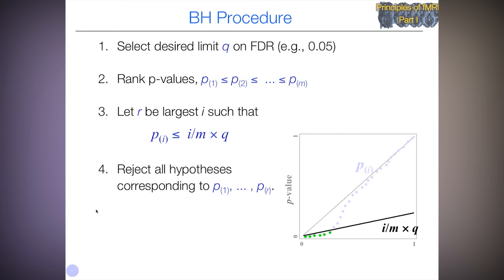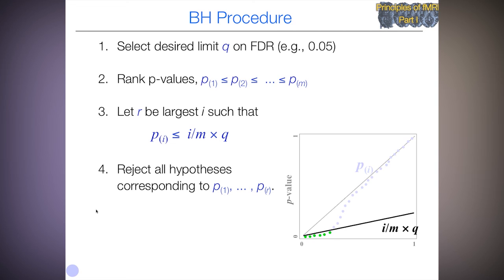So how do we do this? Well, the most popular way of doing this is the so-called Benjamini-Hochberg procedure. Here we begin by selecting a desired limit Q on the FDR, let's say 0.05. The next thing we do is rank all the p-values over all the voxels from 1 to m, where m is the total number of voxels. We rank them from smallest to biggest, and then we plot them from smallest to biggest. Then we let R be the largest i, the largest voxel in this ranking, such that p(i) is less than or equal to i over m times Q.